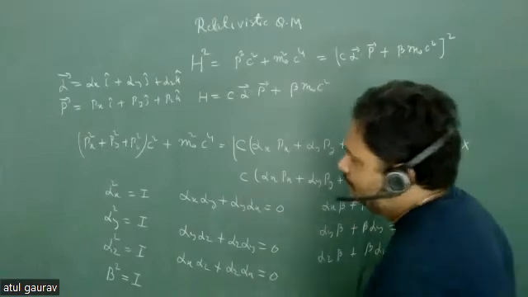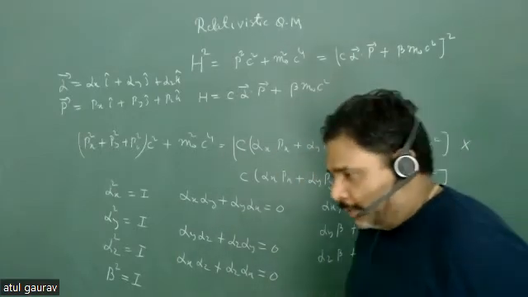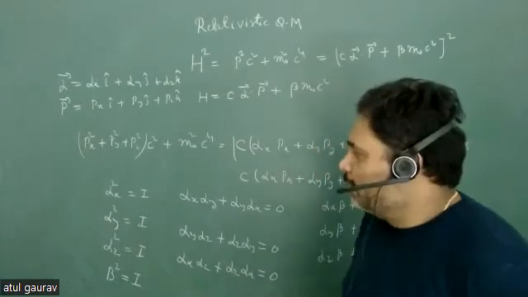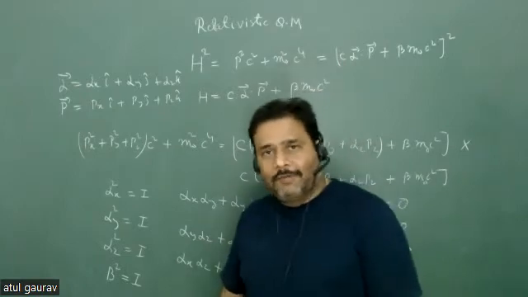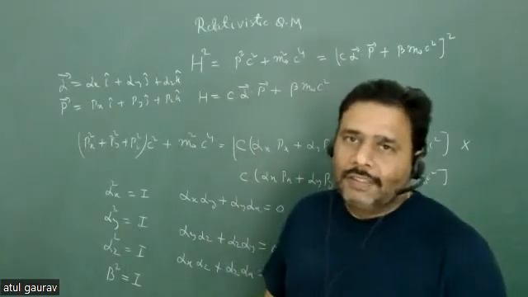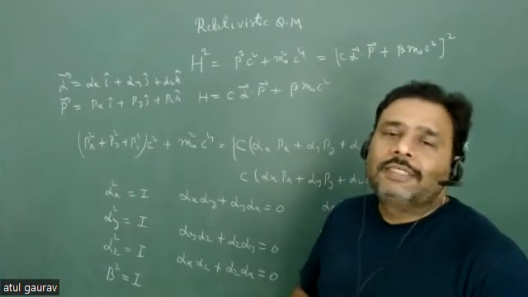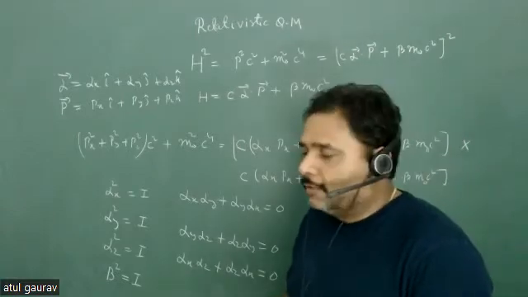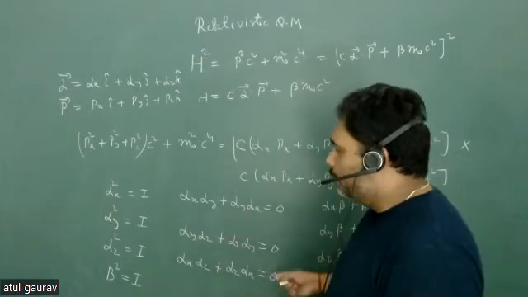Pauli spin matrices. Remember? Yes, sir. The components of the Pauli spin matrix: sigma x square is equal to identity, sigma y square is equal to identity, sigma z square is equal to identity, and Pauli spin matrices are just going to anti-commute with each other. So this is all this particular thing.